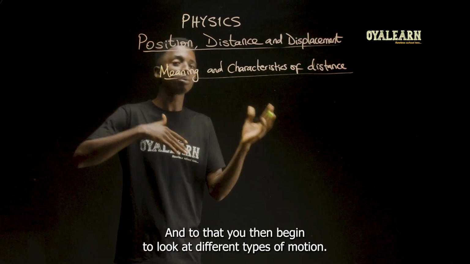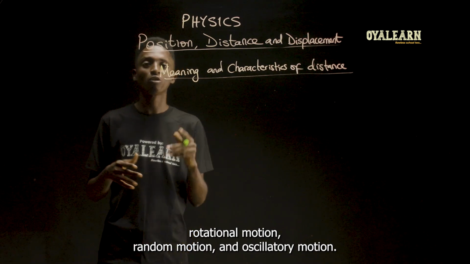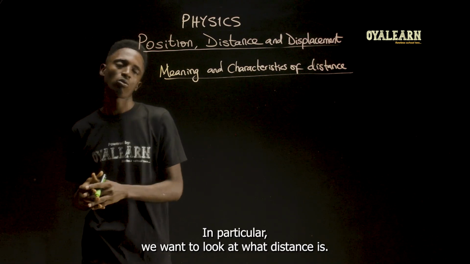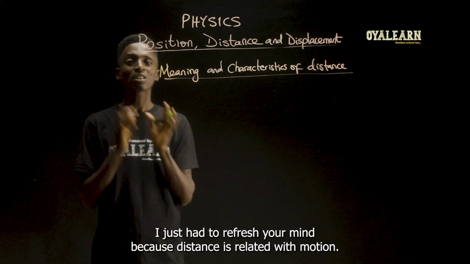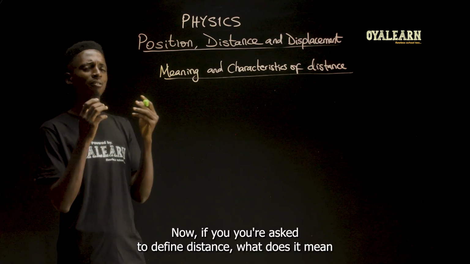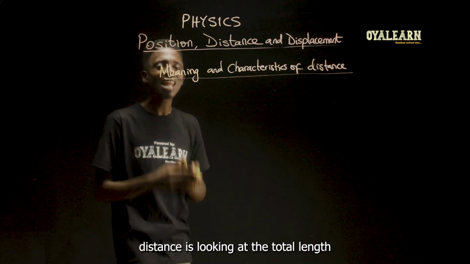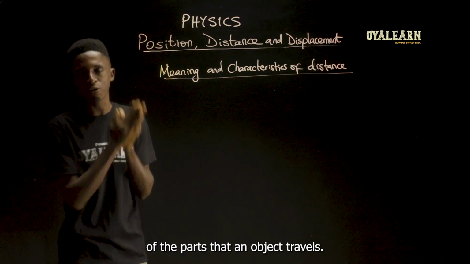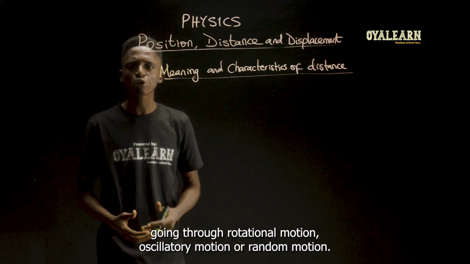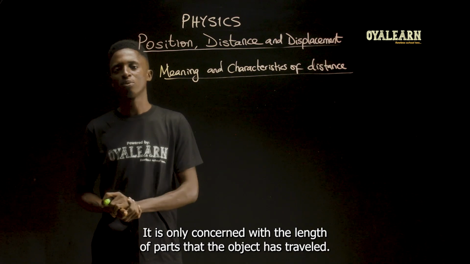And to that you then begin to look at different types of motion. You must have been told about linear motion, rotational motion, random motion, and oscillatory motion. But this topic is not about motion in particular. We want to look at what distance is. I just had to refresh your mind because distance is related with motion. Now, if you're asked to define distance, what does it mean? Distance is looking at the total length of the path that an object travels. It doesn't care whether it went in a linear motion, rotational motion, oscillatory motion, or random motion. It is only concerned with the length of path that the object has traveled.